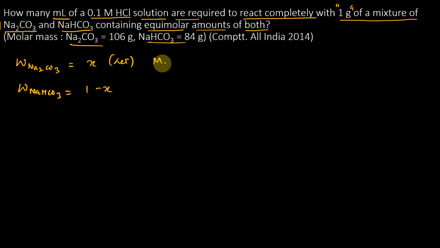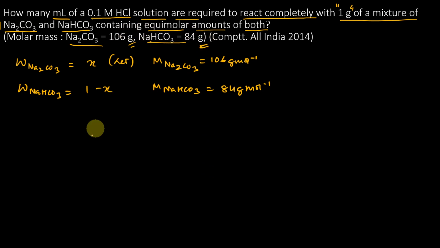Now molar mass of sodium carbonate. What is the molar mass of sodium carbonate? Molar mass of sodium carbonate is 106 gram per mole. Molar mass of sodium bicarbonate is 84 gram per mole. Here gram per mole is not written, but you have to write gram per mole because it is the molar mass. Correct.